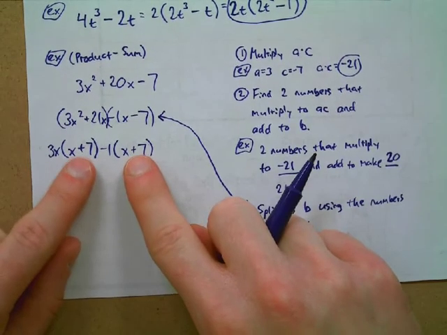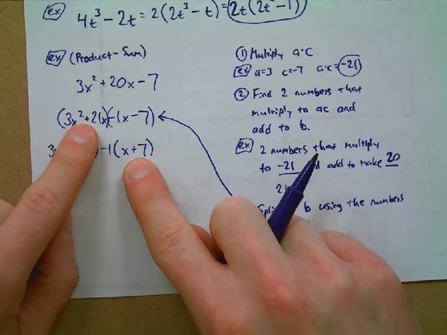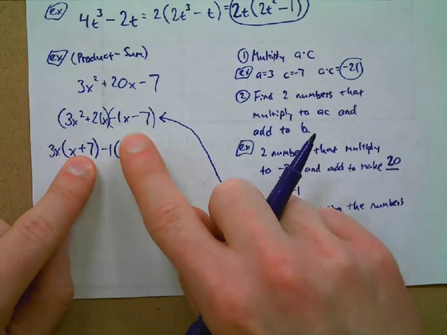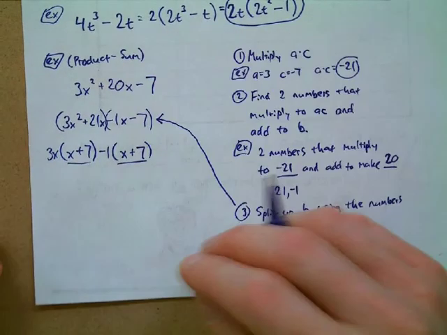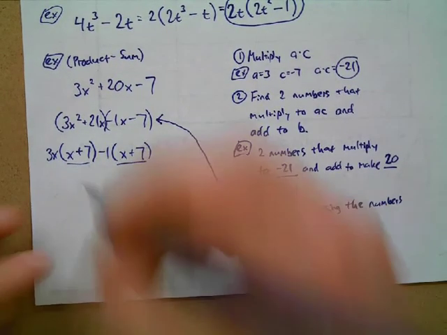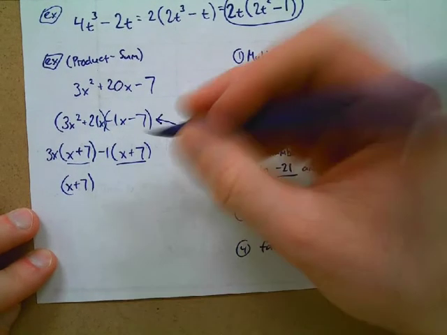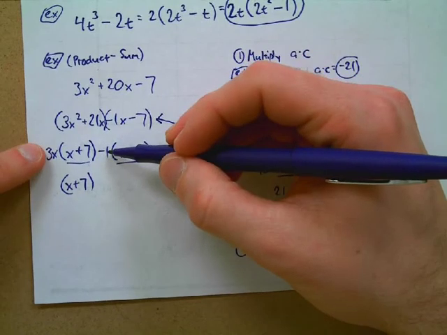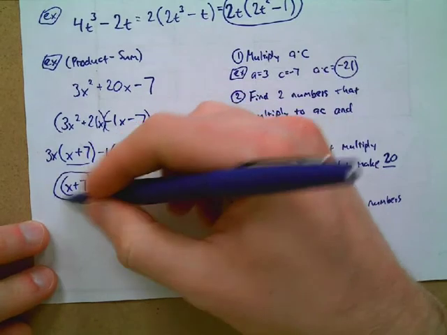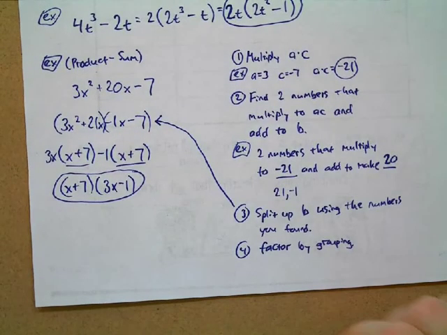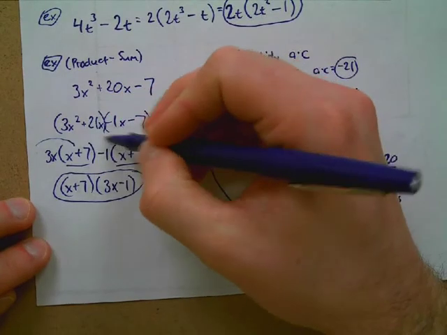You'll know you're on the right track if you have the same leftovers. When we factor the GCF out of this group, our leftover was x plus 7. And when we factor the GCF out of this group, our leftover was x plus 7 as well. So we know we're on the right track because we have the same leftovers. Now we're going to factor one more time. Both of these things have an x plus 7. Left behind is a 3x and a -1. And there it is, fully factored. We're taking out the x plus 7 out front.